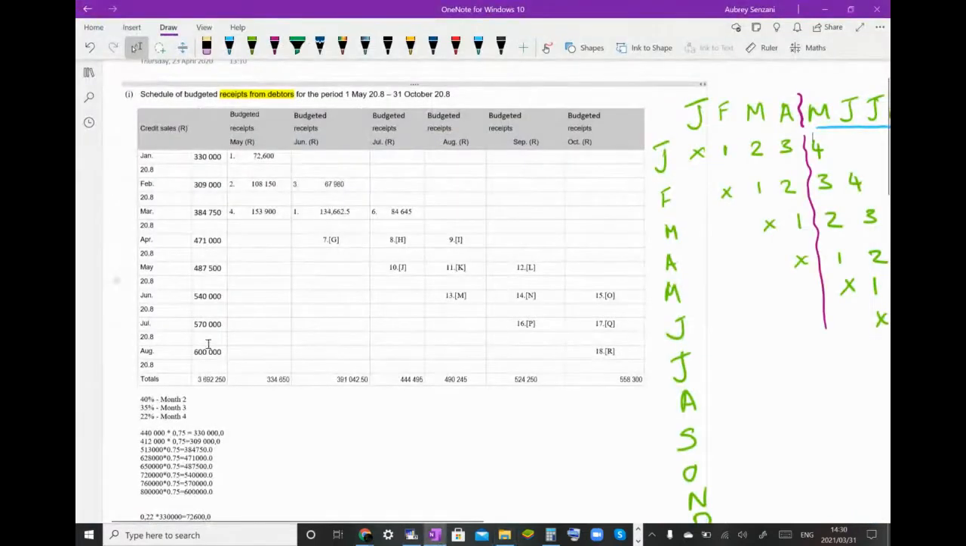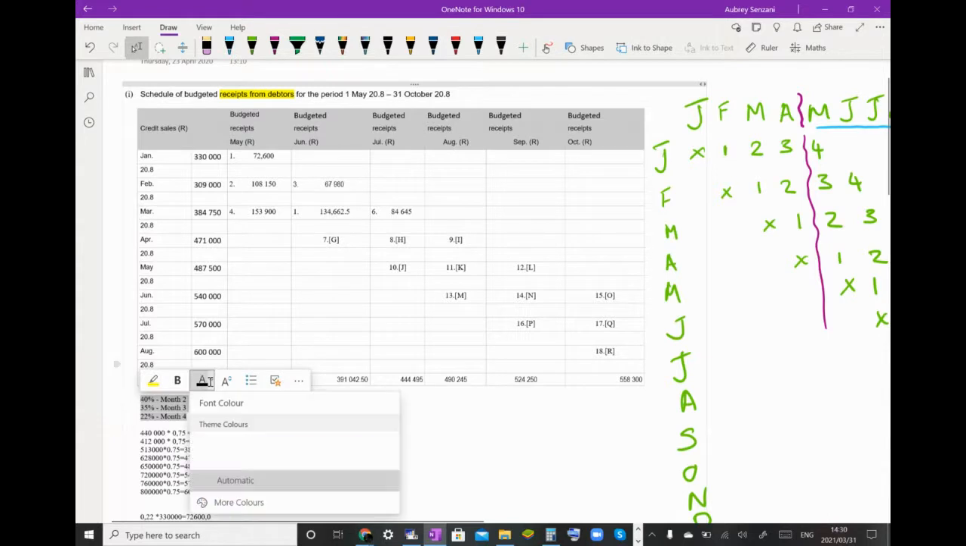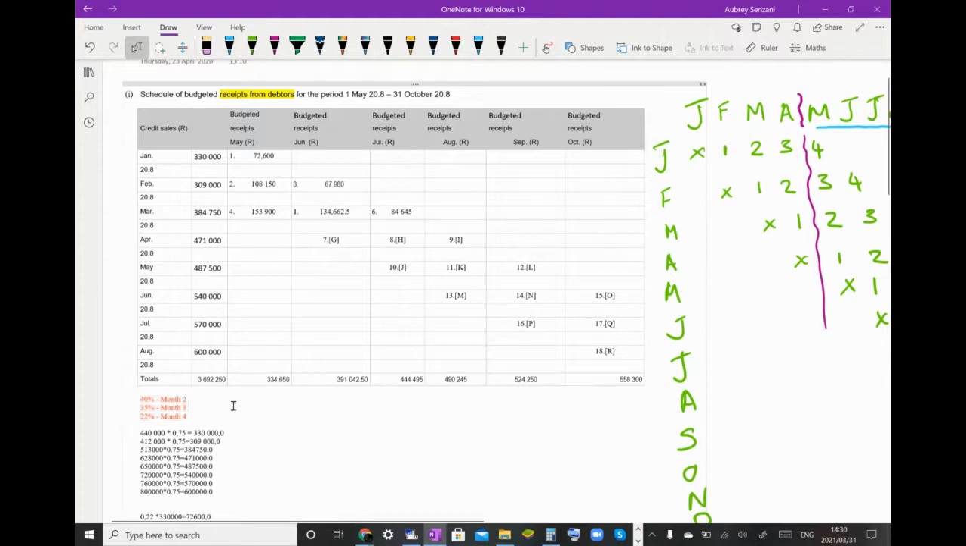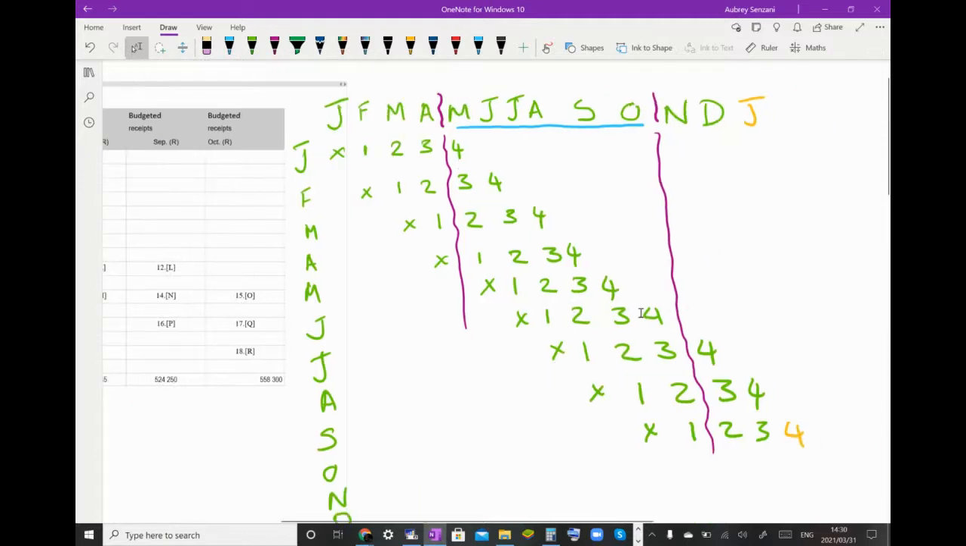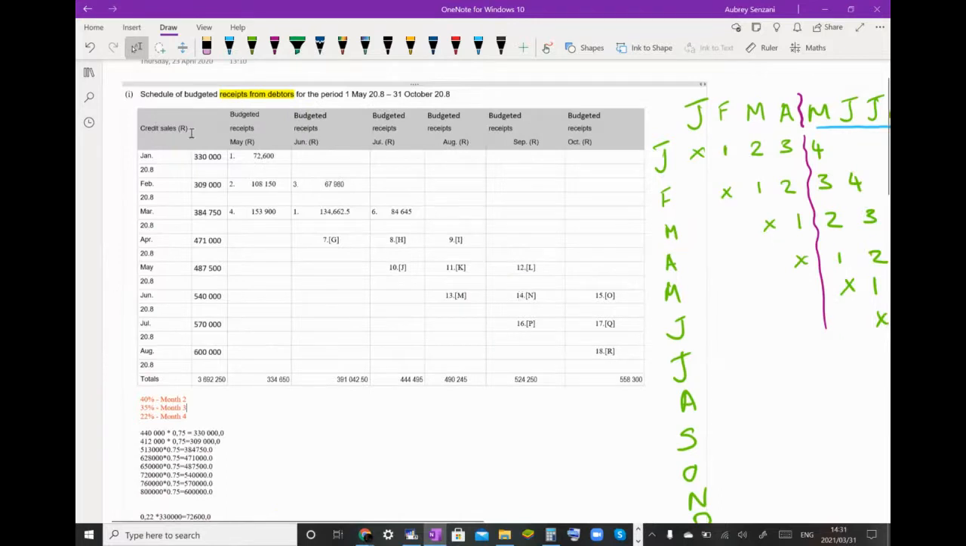Again, you start off by reading your question, understanding which months they want. After you've written that down, then you say, how much am I receiving in each of these respective months? Once we have that, then we're good to go, because then it's just about filling in the blanks. You need to get this right. If you get this wrong, then there's no way you're going to get your age analysis correct. And then obviously the totals.